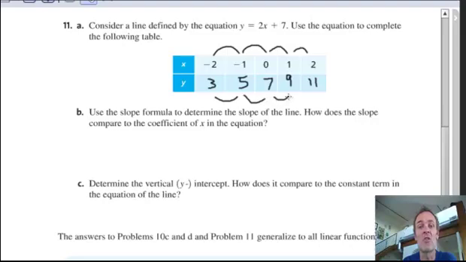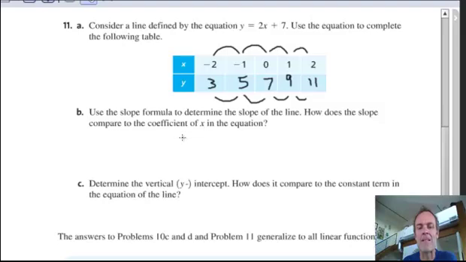So I know the slope's going to be 2, just from looking at it, but that's for later. Remember the slope formula. What's the slope? The slope is the change in y's over the change in x's, how much it goes up or down over how much it goes on the x-axis.